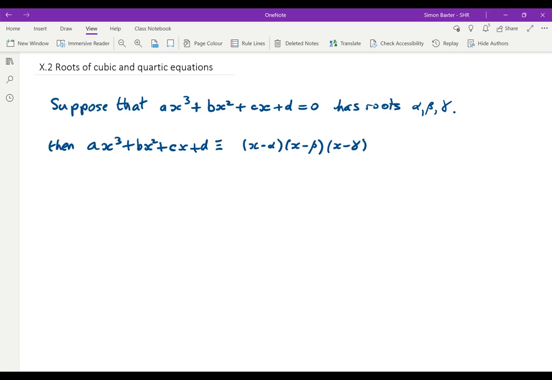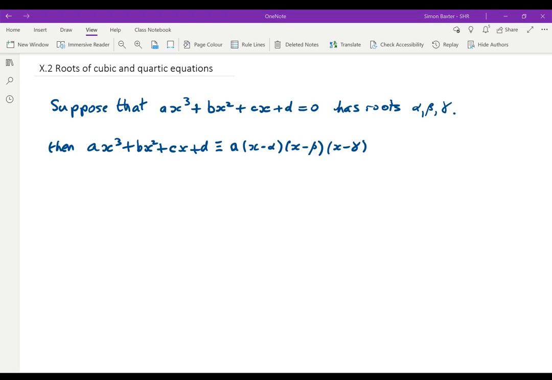And if we want this to be an identity, true for every value of x, identical expressions, then we have to be careful. We have on the left-hand side ax cubed. On the right-hand side at the moment, we've only got 1x cubed. Well, that's easily corrected. We just put an a in there. Now, it must be an identity. It's got to have factors x minus alpha, x minus beta, x minus gamma. That's a cubic, and we've got the coefficient of x cubed the same. Well, let's multiply this out.